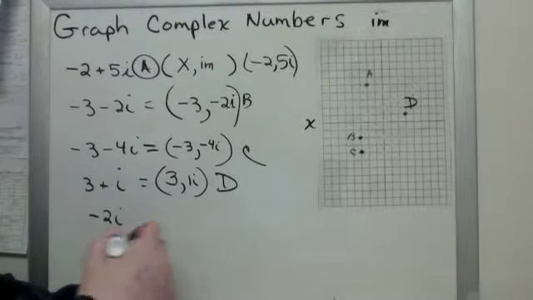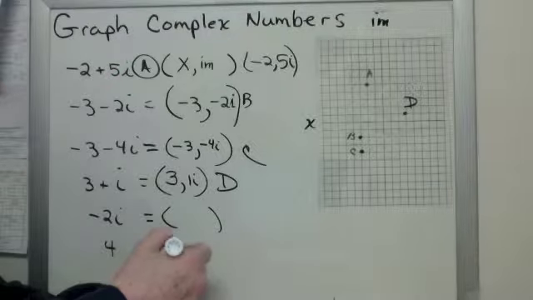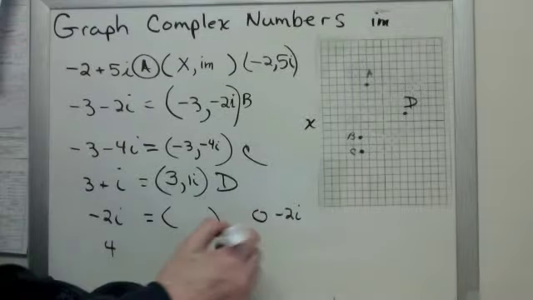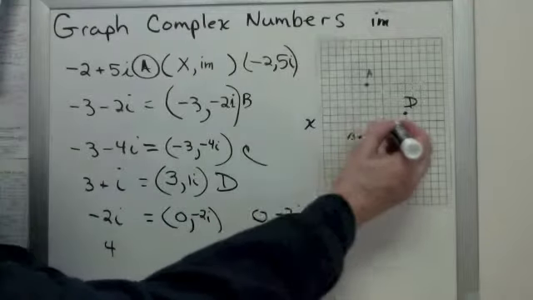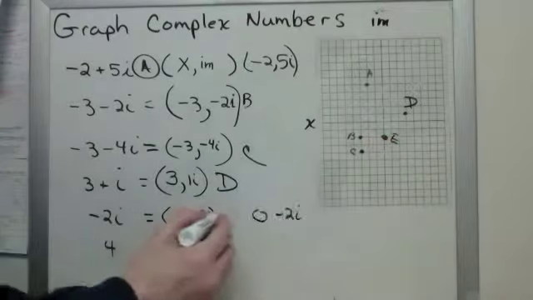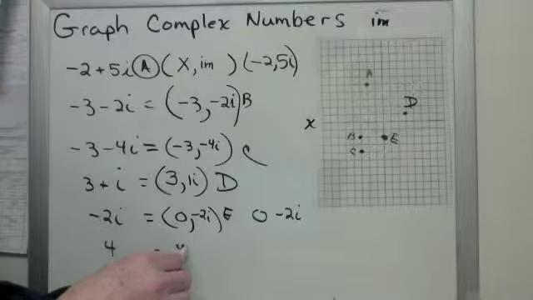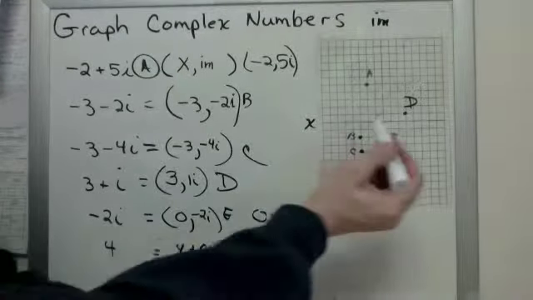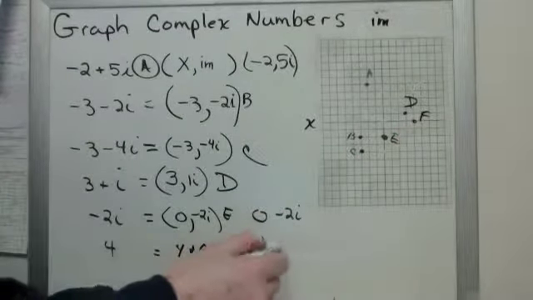How about just -2i? All right, well, what do I go on the x-axis? You know, you could think of that as 0 minus 2i if it makes it easier. I go 0 on the x-axis and then -2i on the other axis. So 0 and then down 2. And there's our point E. What if I want just the number 4? Well, that would be 4 plus 0i. So how about 4, 0, right? Over 4. There we go. We'll call that point F.